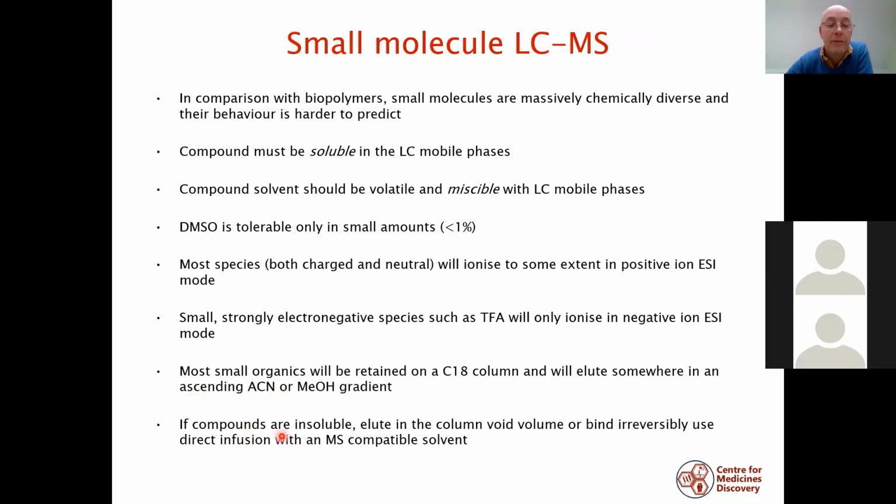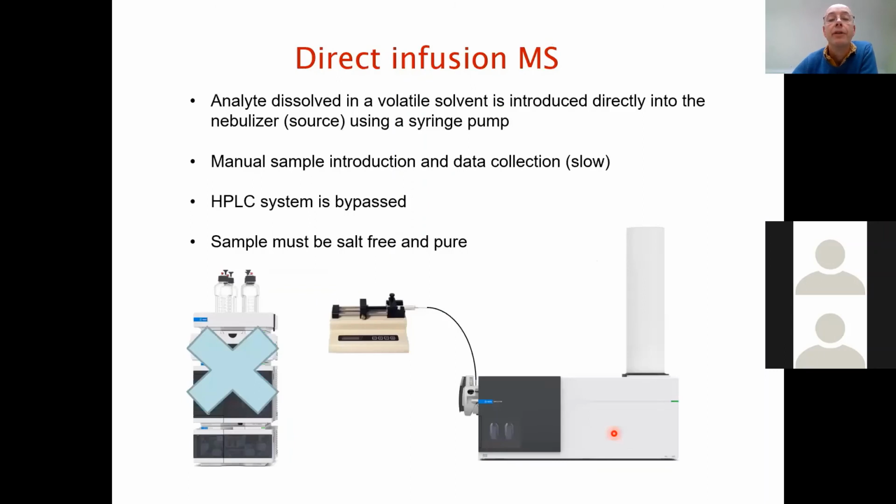If your compounds are insoluble, or if they elute in the void volume, or if, as I said, they bind irreversibly to the column, the way to proceed then is to use direct infusion. You would do this with a mass spec compatible solvent. What do I mean by direct infusion? This is very simple. Direct infusion is basically what people used to do in the days before hyphenated mass spectrometry, before the days of LC-MS. You are directly introducing your compound into the mass spectrometer.